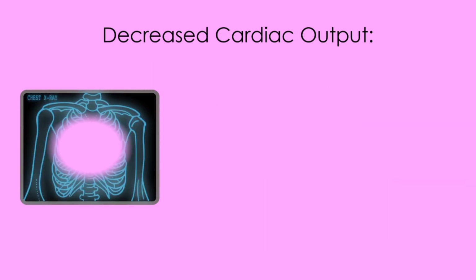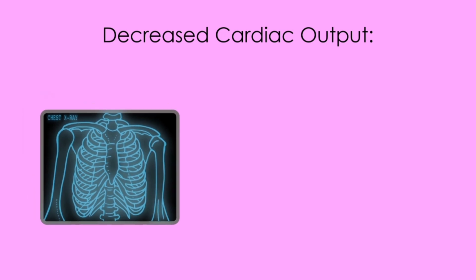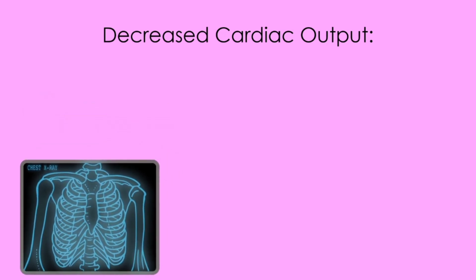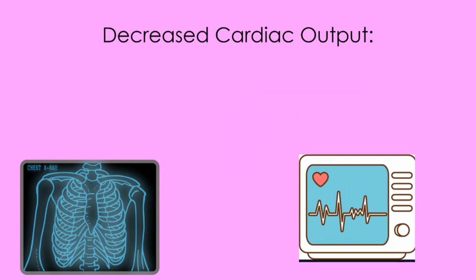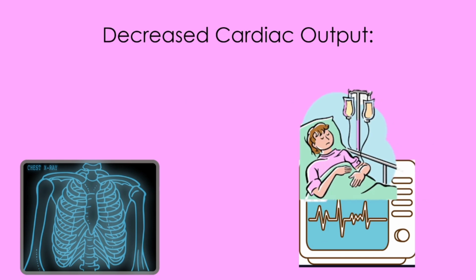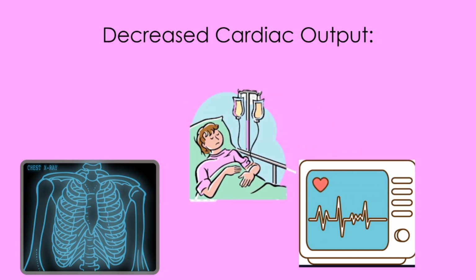Next is to assess the diagnostic studies. A chest X-ray may show an enlarged heart and pulmonary congestion. ECG can show ST segment depression and T-wave fluttering due to myocardial oxygen demand. Next is to encourage the patient to rest. Rest is essential to improve the efficiency of cardiac contractility and decrease myocardial workload by decreasing oxygen consumption.